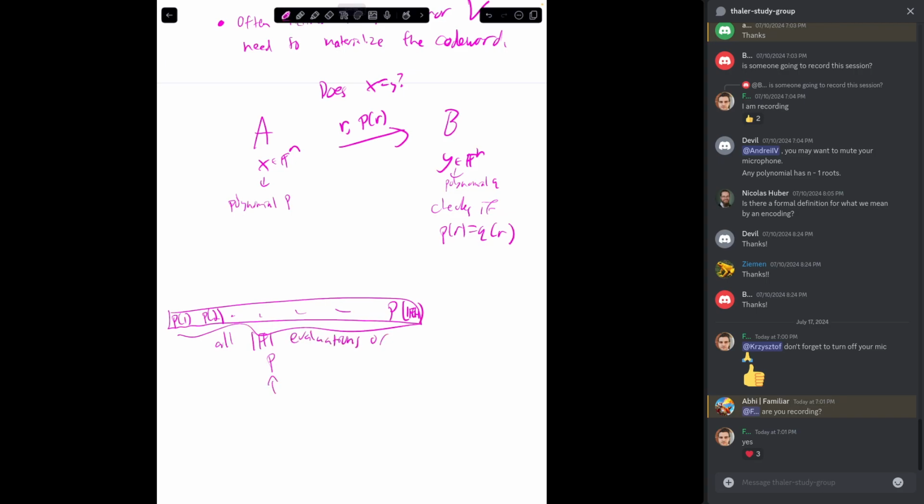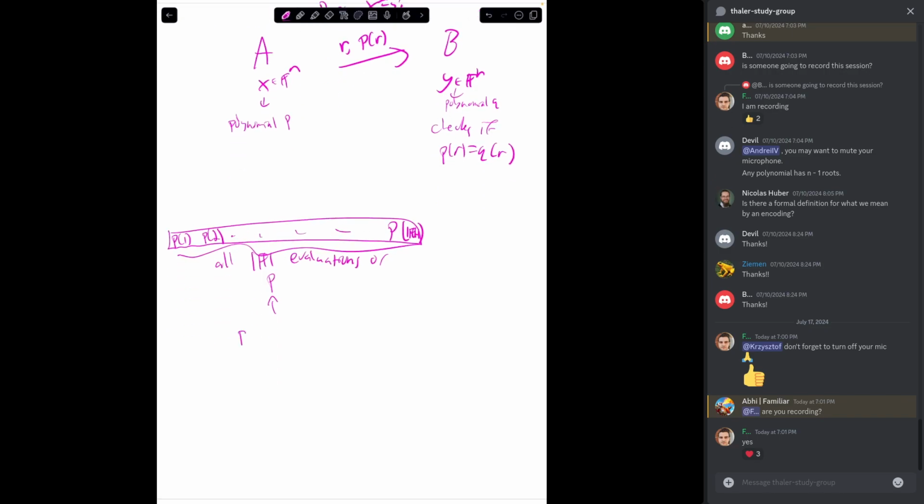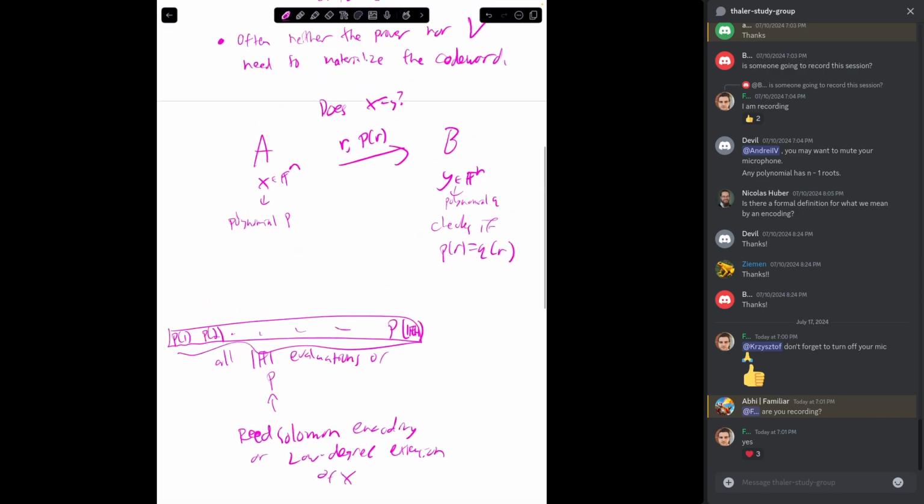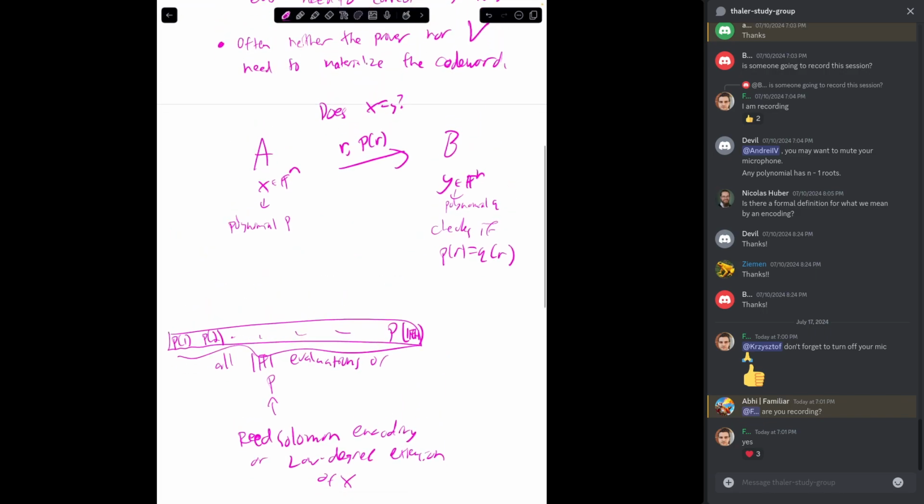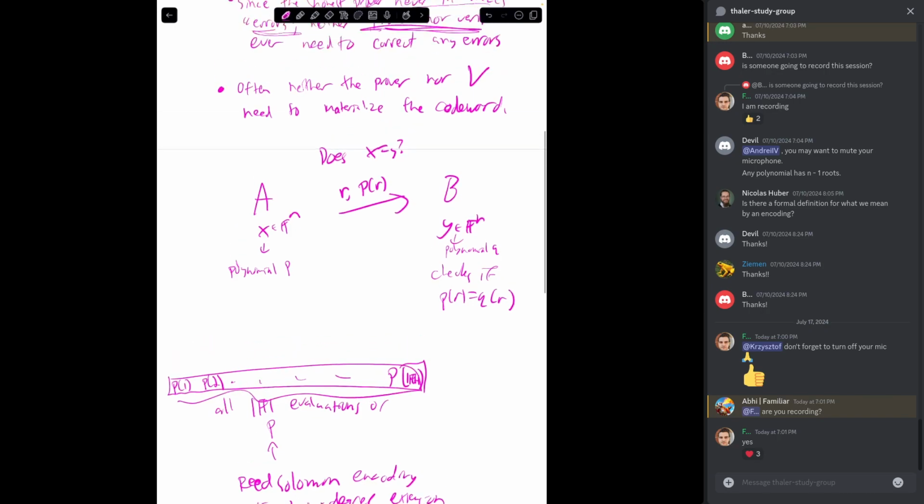Now, this would be called something like the Reed-Solomon encoding, or perhaps the low degree extension encoding of X. Low degree extension encoding. And so, this is an enormous code word, right? If this field has size like 2 to the 128, no one in the known universe can write down this code word. It's just way too big. But that's okay. No one ever has to write it down.